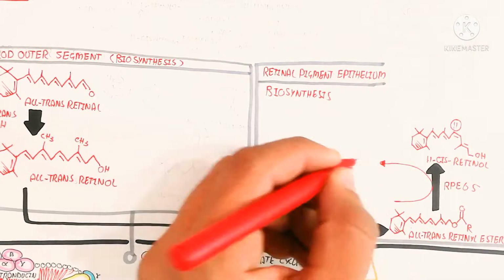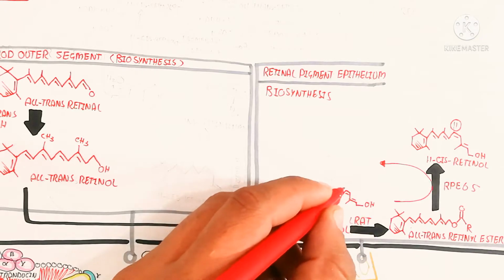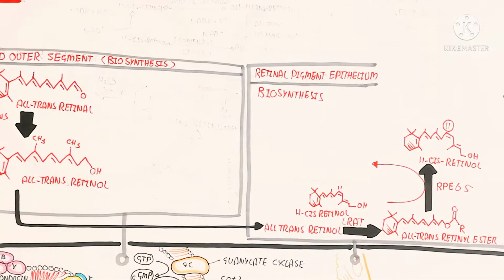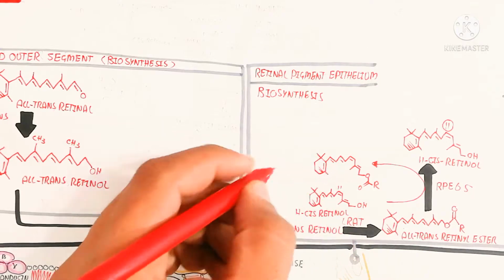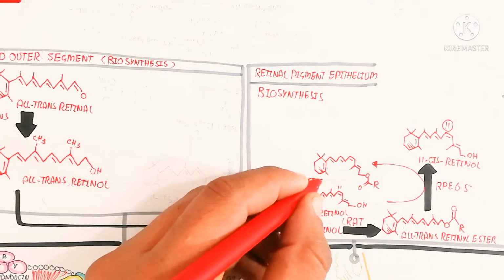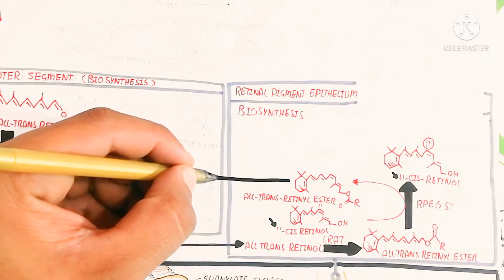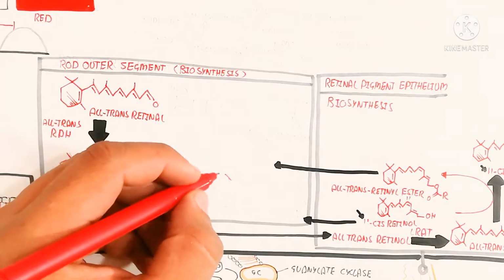On the other hand, here you can see the formation in the RPE: the RPE65 enzyme is used for the production of 11-cis retinol, because the alcohol group is added, and the 11-cis means the bending of the hydrocarbon chain. The 11-cis retinol also converts into the all-trans retinyl ester. That is basically possible, and this all-trans retinyl ester will go into the rod outer segment, and this biosynthesis will occur in this way.